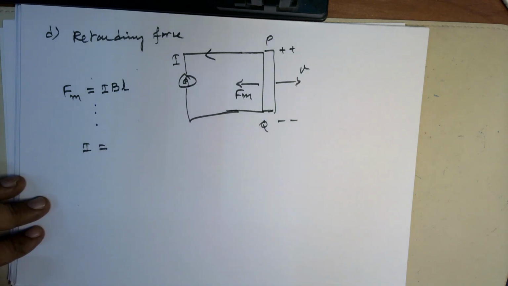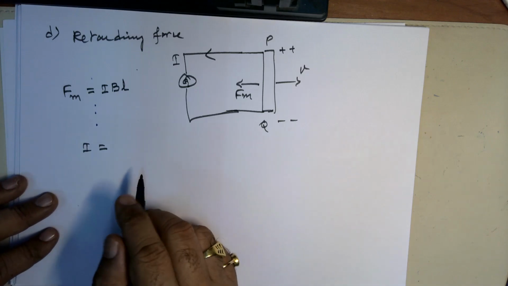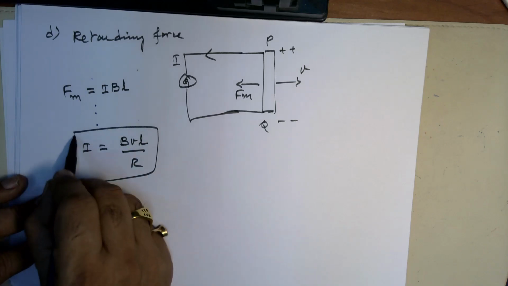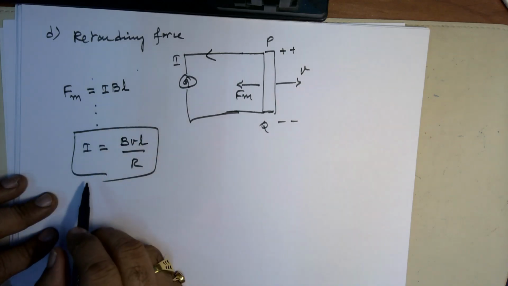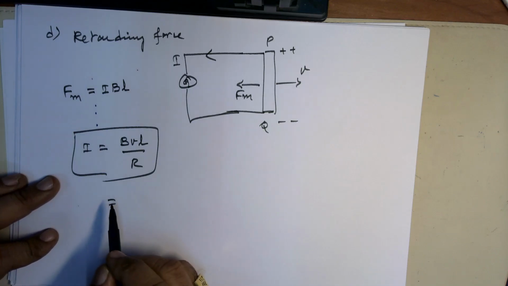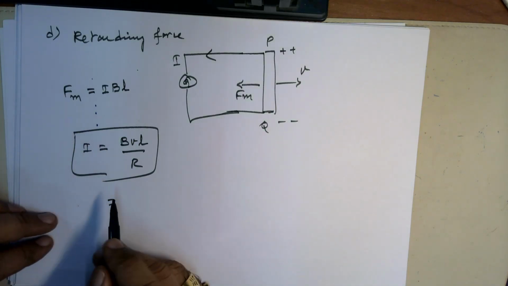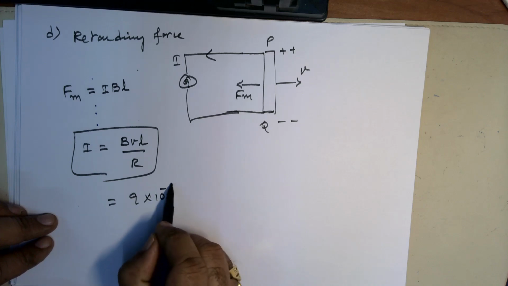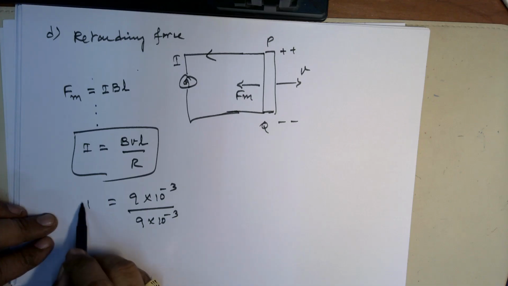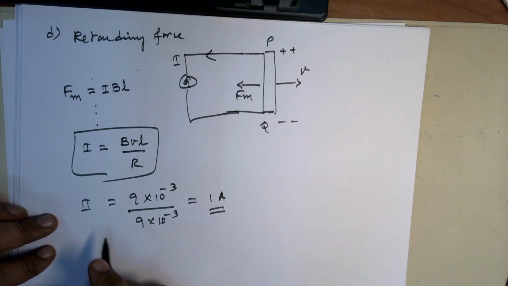What is I here? I is equal to BVL divided by R, that we already discussed. So what is the value of B here? BVL, that we already got, 9 into 10 to the power minus 3. And what about the ohm? 9 into 10 to the power minus 3. So it means 1 ampere. So the current is 1 ampere.